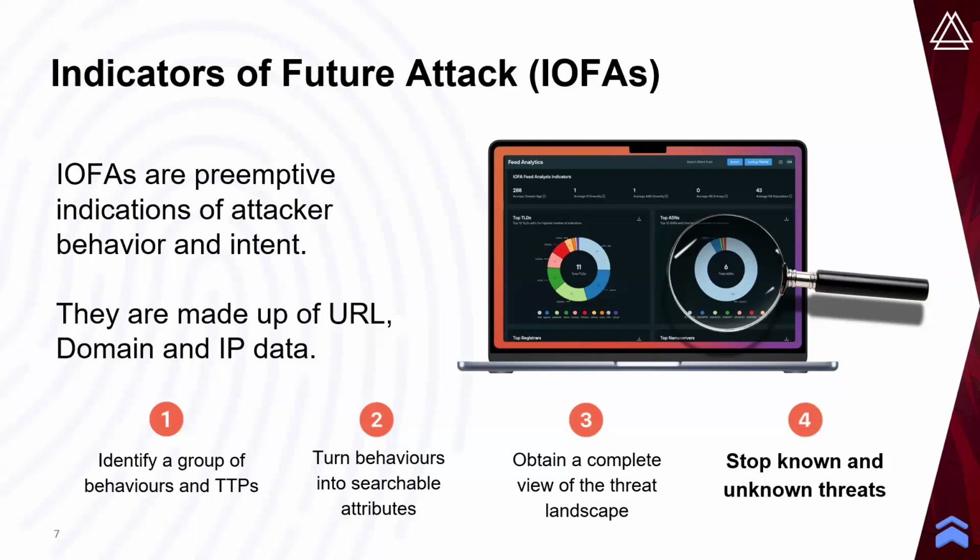And simply put, IOFAs are early indicators derived from adversary infrastructure that is being set up but has not yet been used in an attack or not yet been detected. So these indicators really provide security teams with the foresight needed to act before an adversary can weaponize their infrastructure. And what makes IOFAs so powerful is their ability to reveal malicious intent during the preparatory stages of an attack.